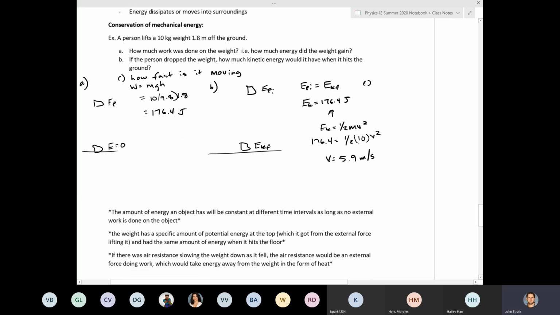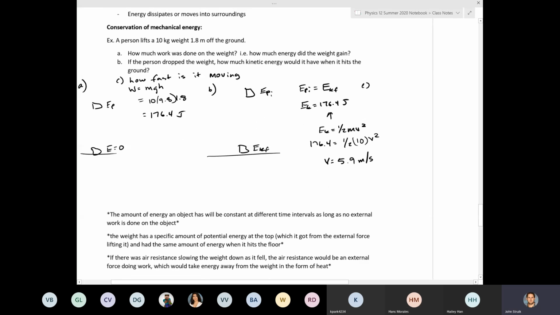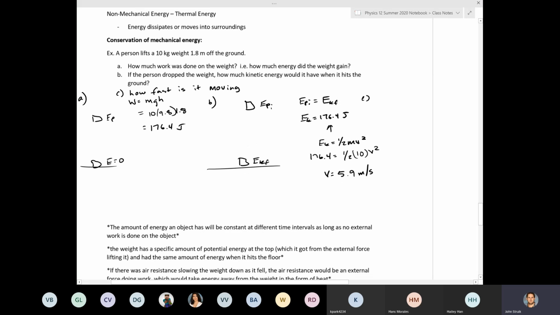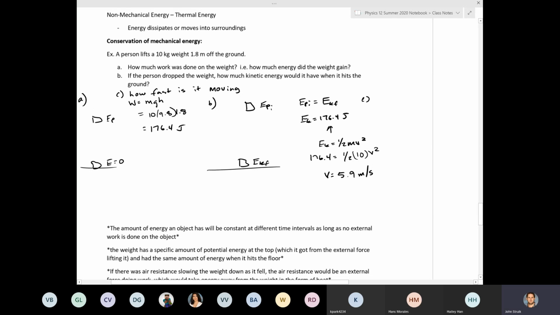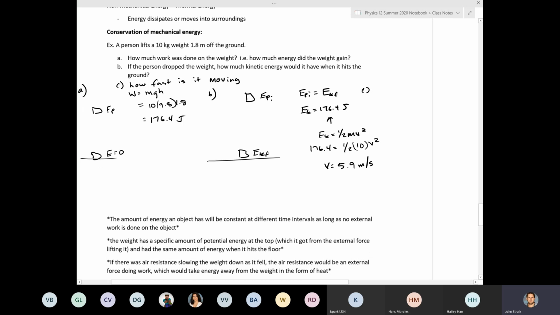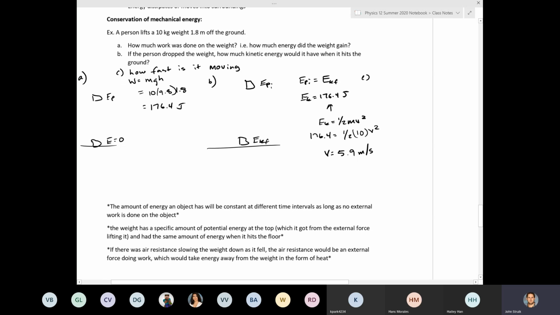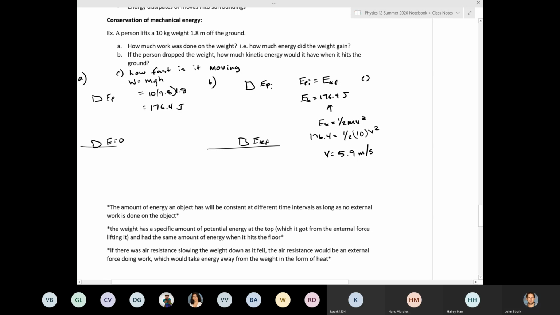There's a couple things that I want to look at here. The amount of energy an object has will be constant at different time intervals as long as no external work is done on the object. So if there were, let's say, friction, friction would be an external work being done on the object. Then it would change the amount of energy at each step. So there's no external forces, so the energy is constant at every point.